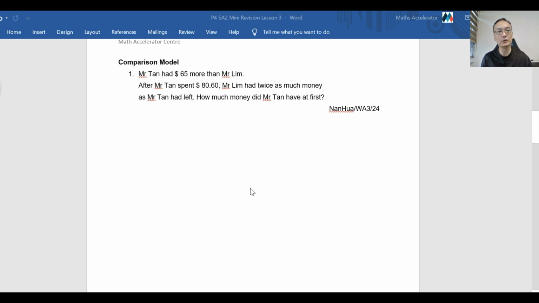Okay, let me read the question to you. Mr. Tan had $65 more than Mr. Lim. After Mr. Tan spent $80.60, Mr. Lim has twice as much money as Mr. Tan had left. How much money did Mr. Tan have at first? Okay, after we read the question, let's underline some of the keywords.